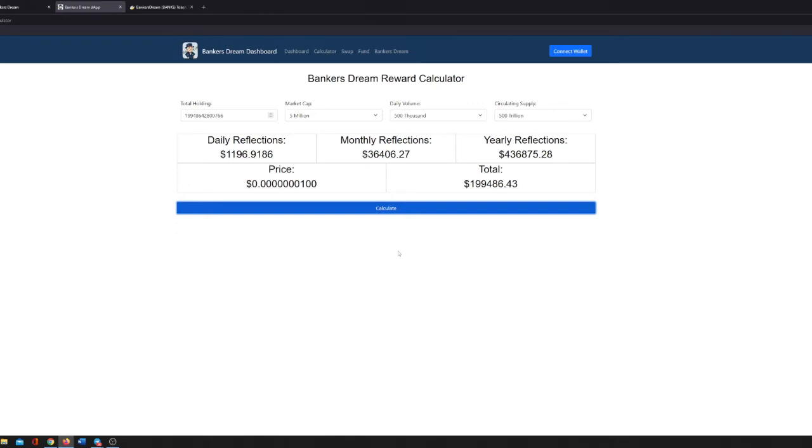Now let's take out this whole market situation right now, because it is just bad at the moment. But this whale could make more than $1,100 in daily reflections with a daily volume of 500,000. Why would this whale sell off?